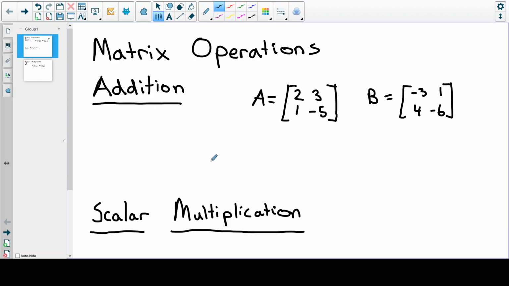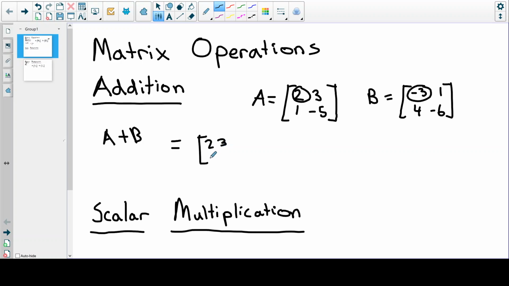So first is addition, and this is very similar to normal addition with numbers, in that you add the first element, row 1, column 1, with the same row and column of the other matrix you're adding it to. So if we were going to add matrix A plus matrix B, it would look something like this.